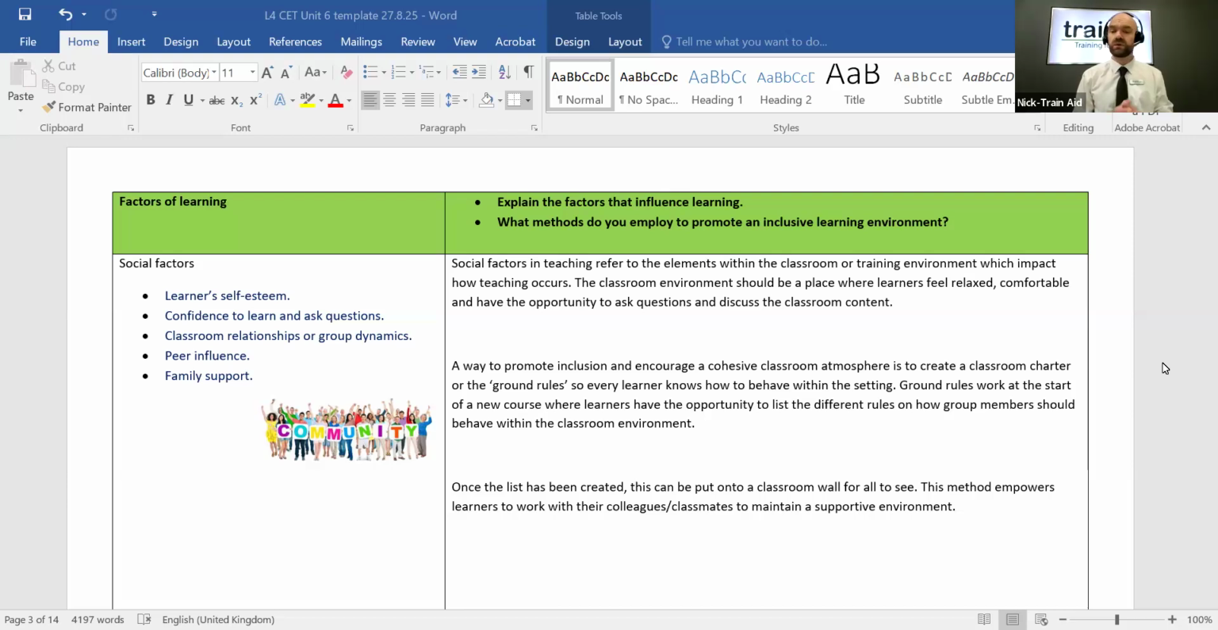And for your assignment question, we would like you once again just to summarize what social factors mean, and also perhaps give one example of any methods you use to help promote an inclusive learning environment with a focus on learner social skills, and how can we help our learners to become more socially inclusive within their environment as well. So that is the second factor of learning.